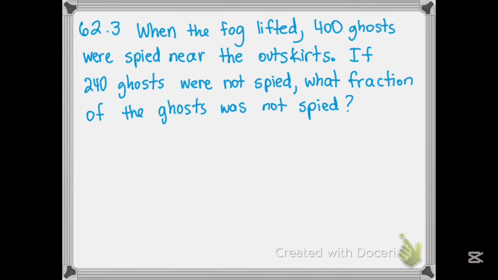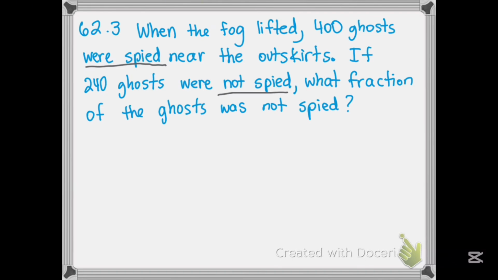Let's look at this last one. It says, when the fog lifted, 400 ghosts were spied near the outskirts. If 240 ghosts were not spied, notice here we have two different categories again. The ones that are spied and the ones that are not spied. What fraction, now in this one they're asking for the fraction, what fraction of the ghost was not spied?